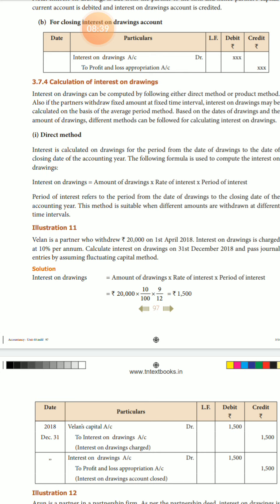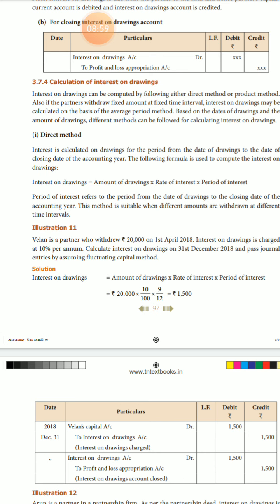Second, withdraw on June 1st. June, July, August, September, October, November, December. How many months? 7 months. 7 by 12, same method. The answer is 2,080 rupees.